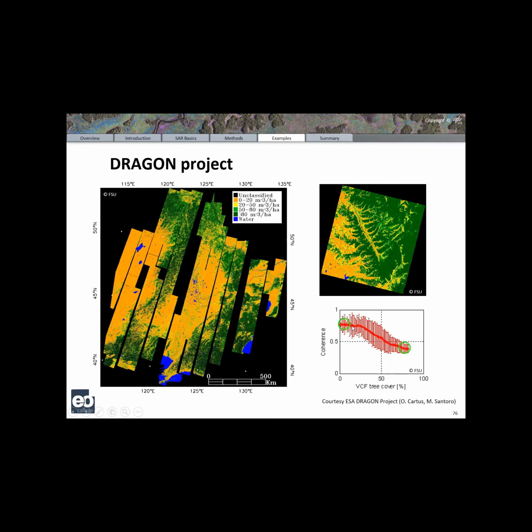where we see an increase of tree cover. Coherence is not reacting yet, but then it suddenly reacts. And we don't know what would happen further here, what the sensitivity is, because the VCF tree cover stops there.